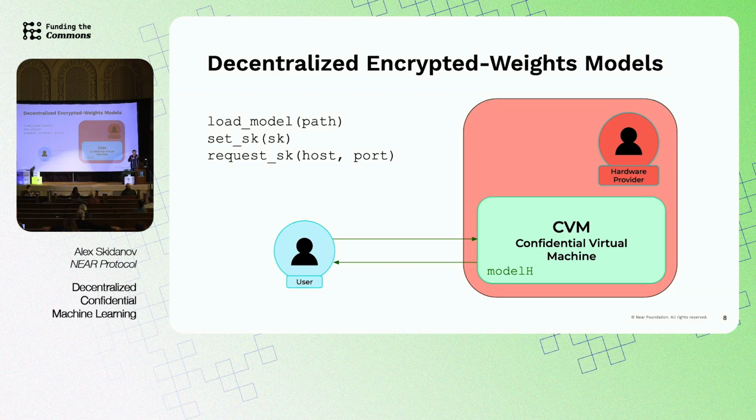It has internally a decryption key, but the model can only be decrypted inside of the TE. It can never be decrypted outside, right? And the way it works is that for the first machine, the one I have, I spin up my personal machine, and there is this endpoint set SK, right? I have the secret key, so I set it, and my virtual machine now has it.